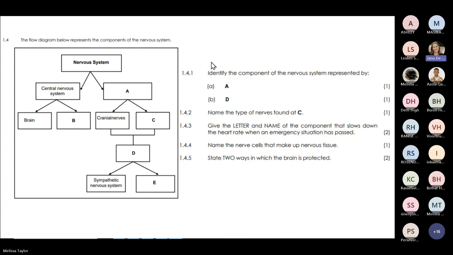Sorry to interrupt you, Mrs. Taylor. Yes, I just wanted to let you know in the chat, I see that Perseverance nailed this question. They got every single one of those right that you just explained to us. Yay, well done, Perseverance. That's amazing. Congratulations, and I hope it's the same for others that perhaps aren't posting their answers in the chat. So let's go through these questions. It's great to know that you guys are getting it, which is wonderful.